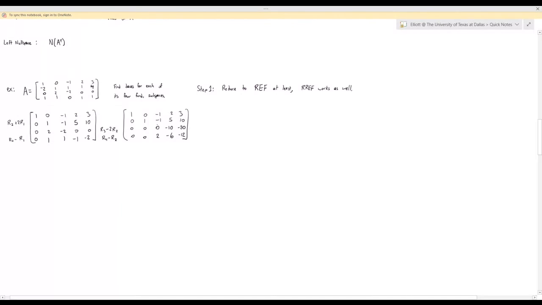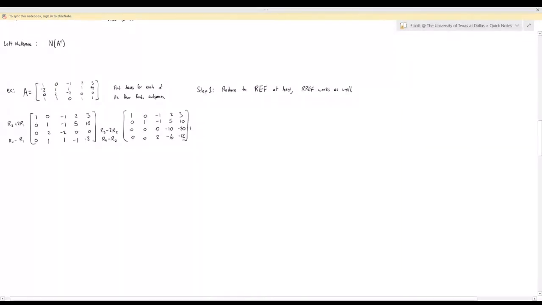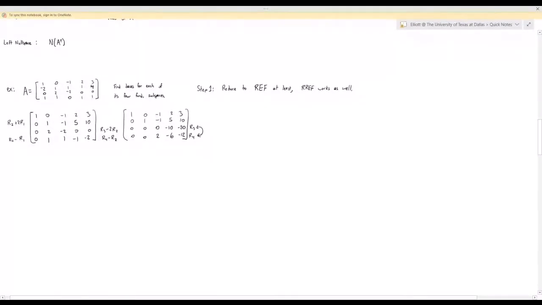Okay, so in the third column now, we're missing a pivot here, but we can swap rows to move the two up, and then that will give us a pivot now in that third row. So let's go ahead and swap rows 3 and 4. So swapping the two of them.